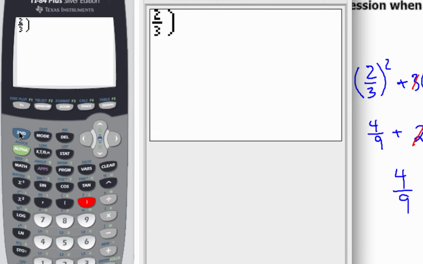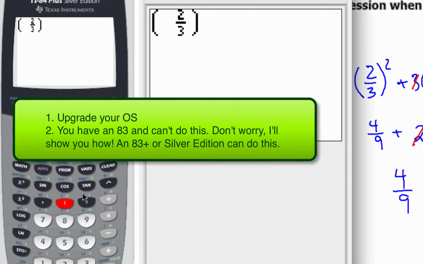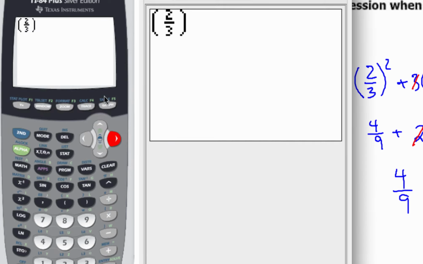Now if your calculator doesn't do that, one of two things is happening. One, you might need to update your operating system, and to do that you can go ahead and see one of the other videos. Just Google it. You'll be able to figure out how to update the operating system because you want the latest operating system on there, so it'll be able to do this kind of cool thing.